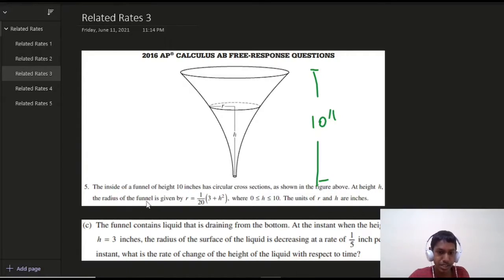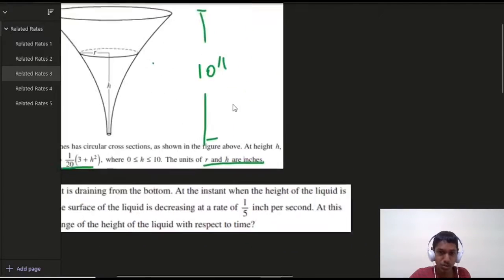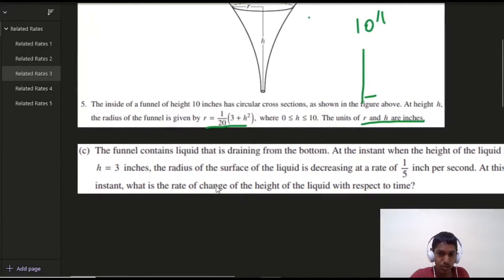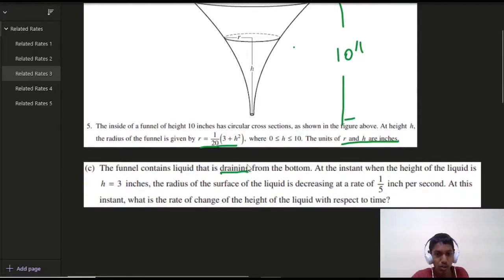At height h, the radius of the funnel is given by that, where h is, that makes sense, right? Now this is 0 and this is 10, and h shouldn't really exceed or go outside that range. The units of r and h are inches. Okay, so they gave us this nice drawing here, so we can clearly see that this is the cross section they're talking about. Okay, so the funnel contains liquid that is draining. Right, so this is telling me, negative quantity, something is decreasing.